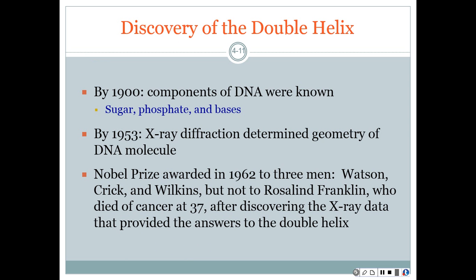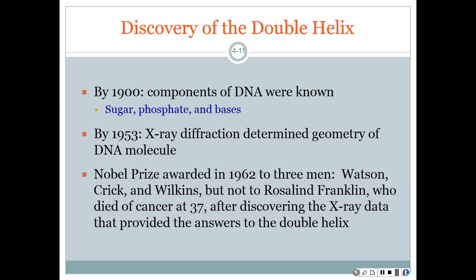Now, when we look at the discovery of the double helix, our DNA, there are three individuals that come into play: Watson, Crick, and Wilkins. Yes, four people, and of course, Rosalind Franklin. Unfortunately, she was not awarded the Nobel Prize because they do not award it to individuals that have passed away.